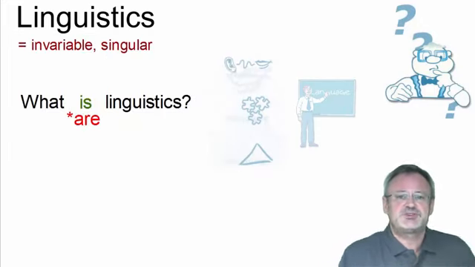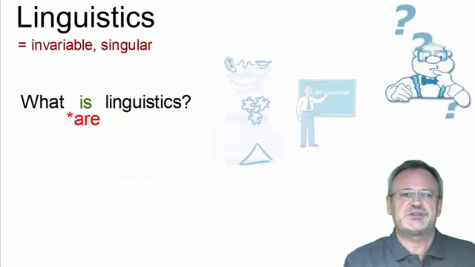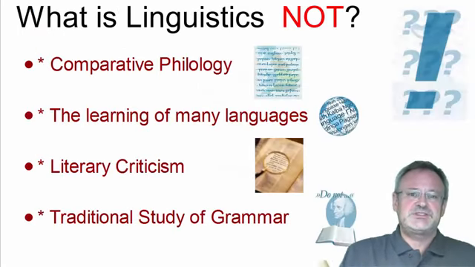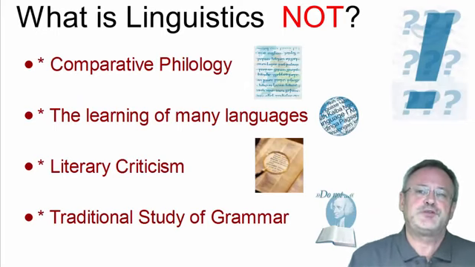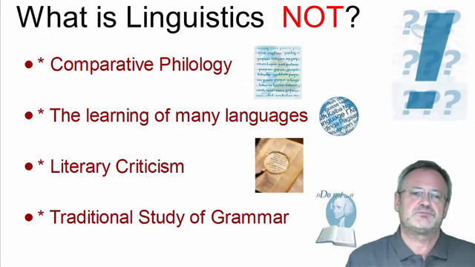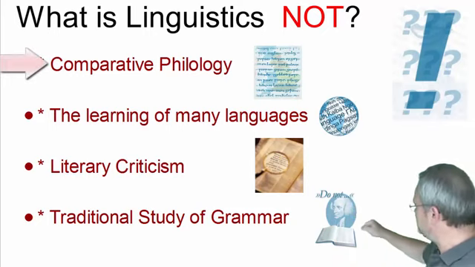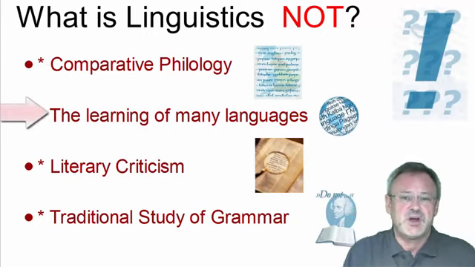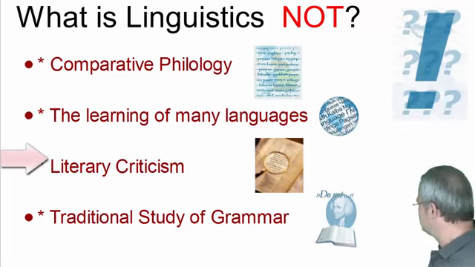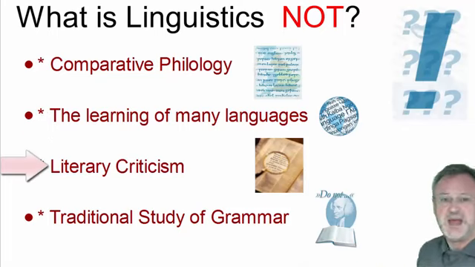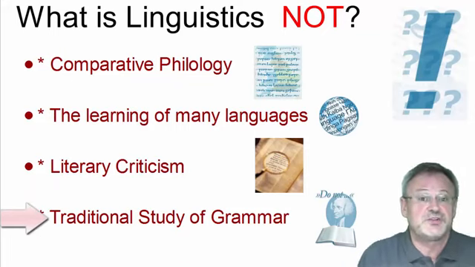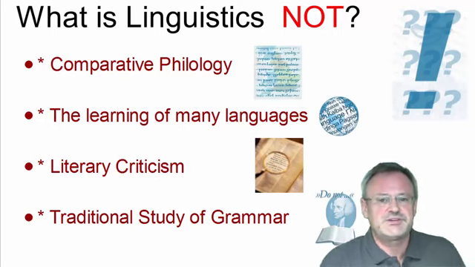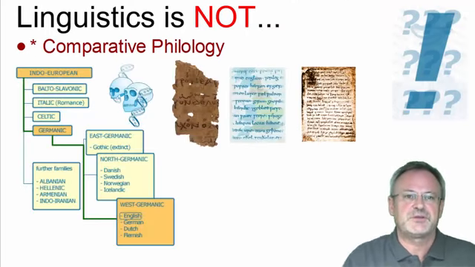Well, and then there are numerous misconceptions about the nature of linguistics. So let's get these out of the way. Linguistics is not to be identified with the following four main fields: comparative philology or historical language studies, the learning of many languages, literary criticism, and last but not least, the traditional study of grammar. Let us look at these misconceptions more closely.